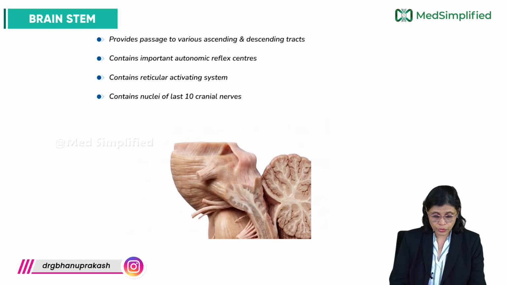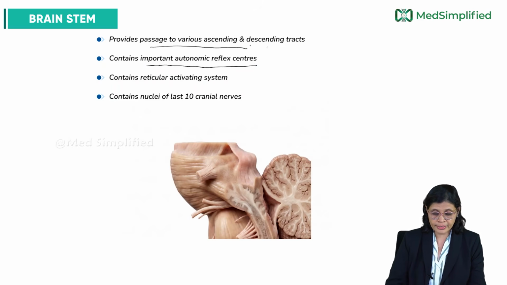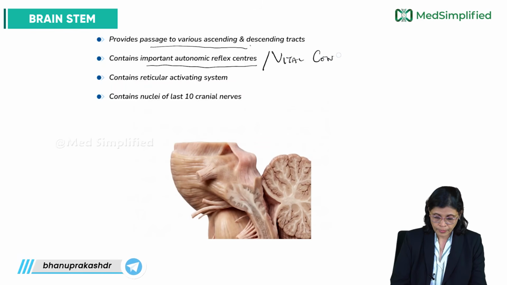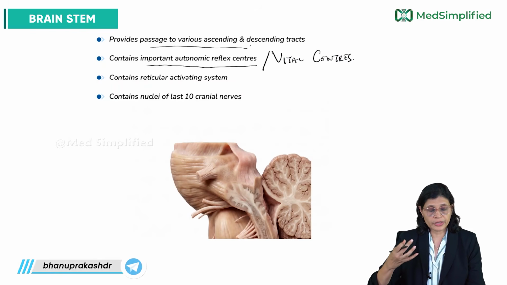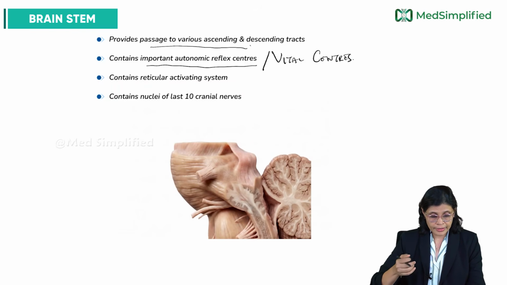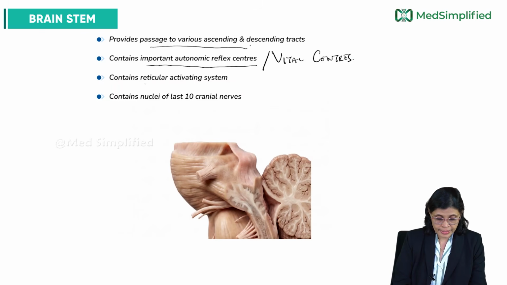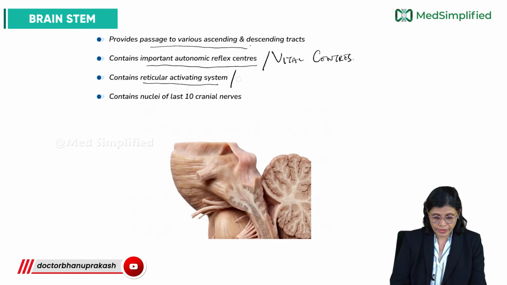It contains important autonomic reflex centers, that is, very important vital centers, which are associated with the control of respiration, the heart rate and the blood pressure. And it also contains the reticular activating system, otherwise known as the RAS, which is responsible for the control of consciousness.